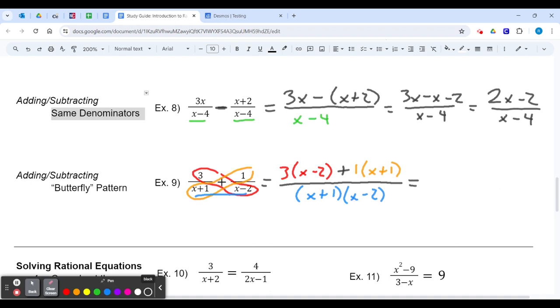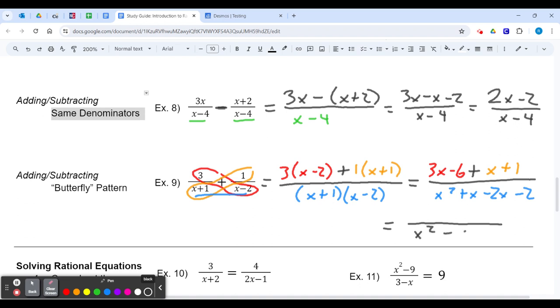So my red expression is going to be 3x minus 6 because I'm distributing that 3 in. It's hitting both of them. And I'm adding it with this orange expression. That 1 distributed in just gives me x plus 1. And on bottom, we get x squared plus x minus 2x minus 2. And just one more step to simplify the denominator of my rational expression. We get x squared minus x minus 2. And we can also simplify up top as well. 3x plus x equals 4x. Negative 6 plus 1 equals negative 5.